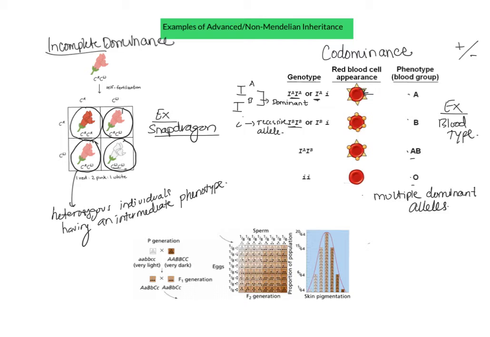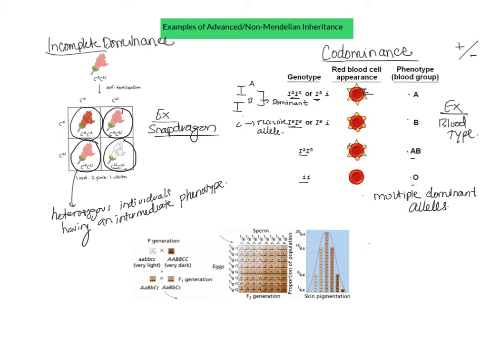and similar for type B. However, in someone with type AB blood type, that person is producing both enzymes that add both carbohydrate A and carbohydrate B to the surface of those red blood cells, and so therefore you get both phenotypes expressed on the surface of the red blood cell. And type O is simply where both of those enzymes are not present, and so therefore you get neither of those carbohydrates on the surface. Okay, so that is codominance. And our major example, again, is blood type.